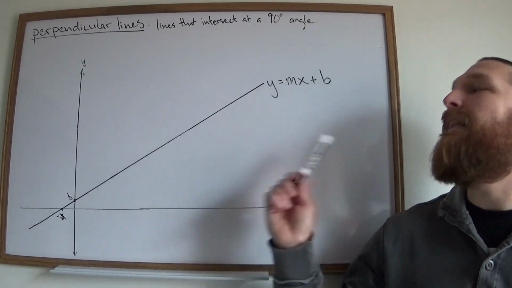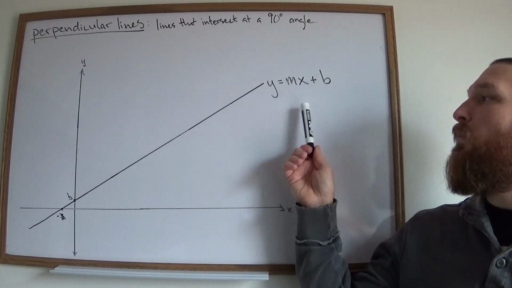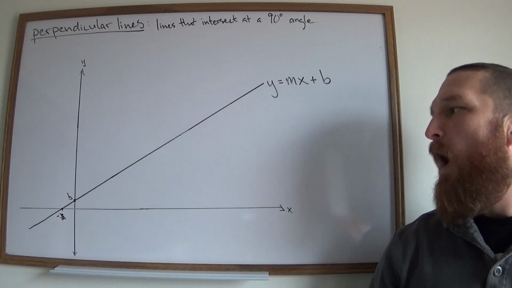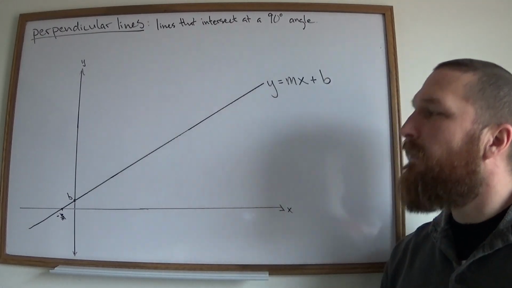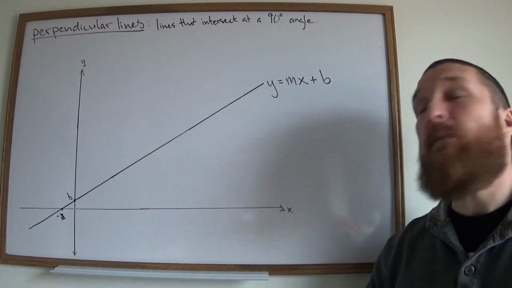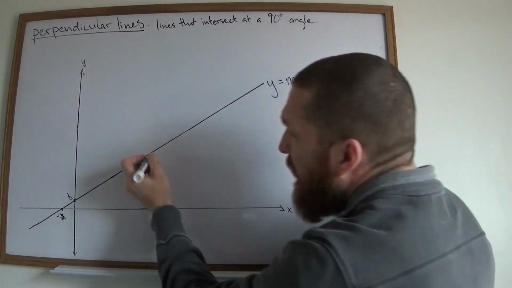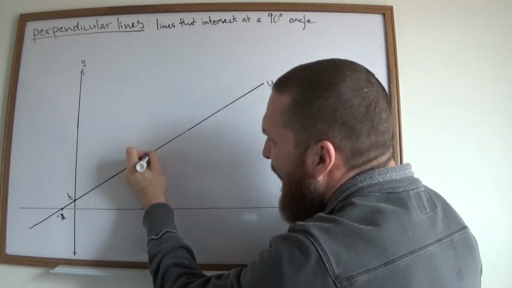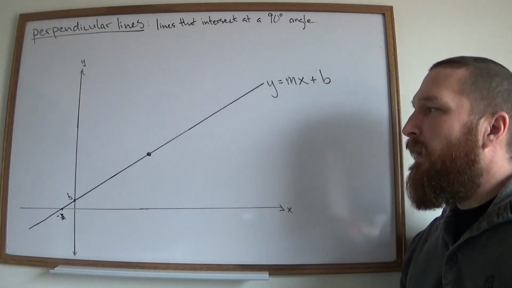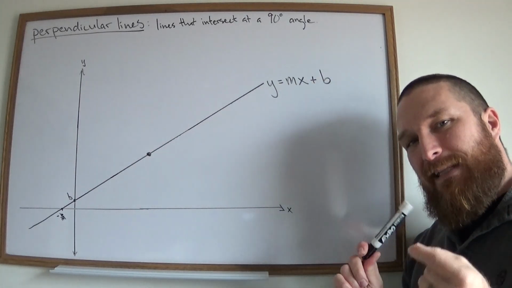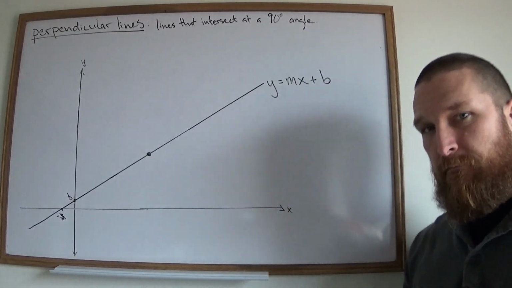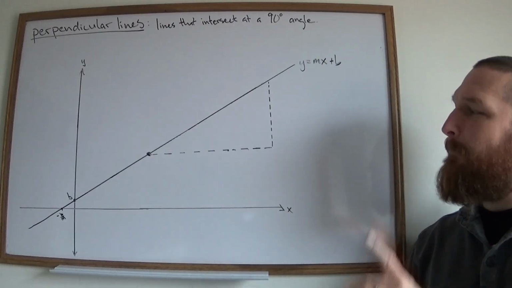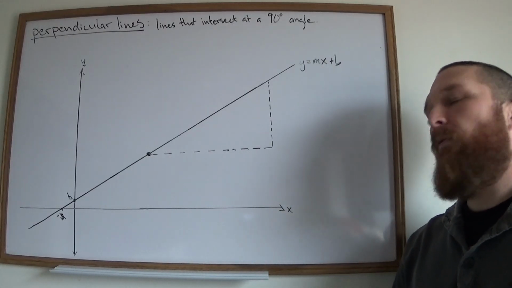So take any line y equals mx plus b. What we want to do is construct a line that's perpendicular to it at any point. Let's say this point right there. Since we want to relate slopes together, we need to find the slope of this line. Yes, the slope is m, but we need a rise and a run for what we're about to do.